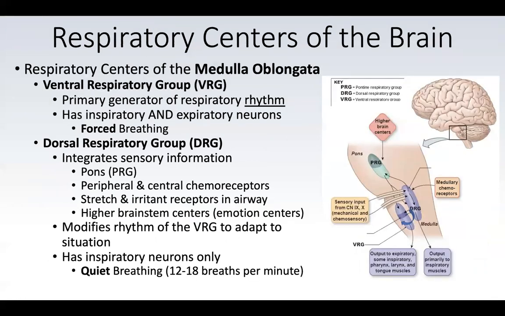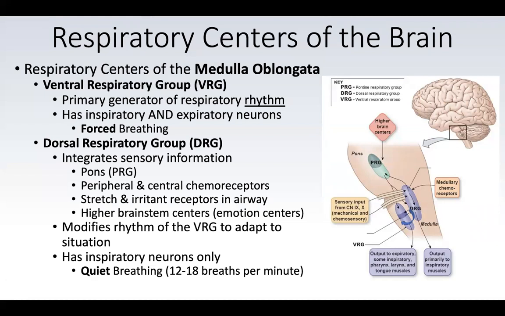So the medulla oblongata has the VRG and the DRG. The VRG is the primary generator of respiratory rhythm. It dictates how fast breathing occurs. Because it has inspiratory and expiratory neurons, it's also what will drive forced breathing. So basically, after you breathe in, if you want to breathe even more air in, that would be a form of forced breathing.